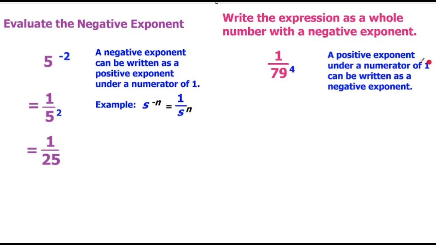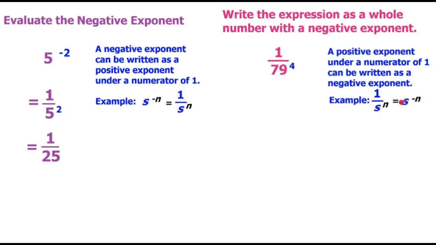So a positive exponent under a numerator of 1 can be written as a negative exponent. So if we have something like this, which is what we have, 1 over s to the n, it could be rewritten as s to the negative n. So that means we could rewrite this as 79 to the power of negative 4. And that's all there is to negative exponents. That's all it means.